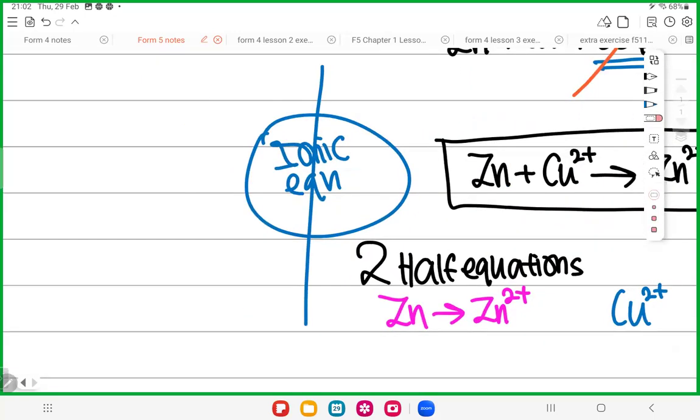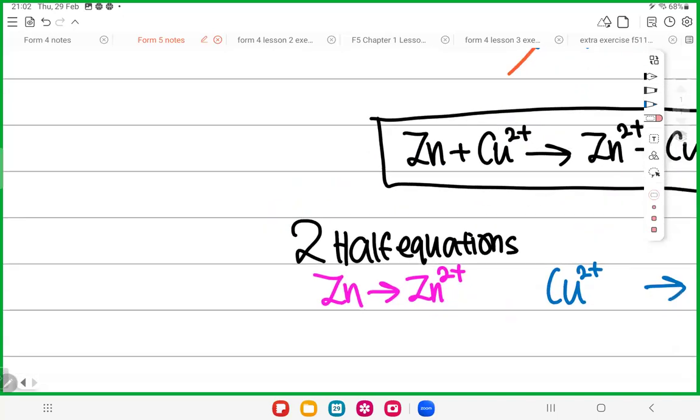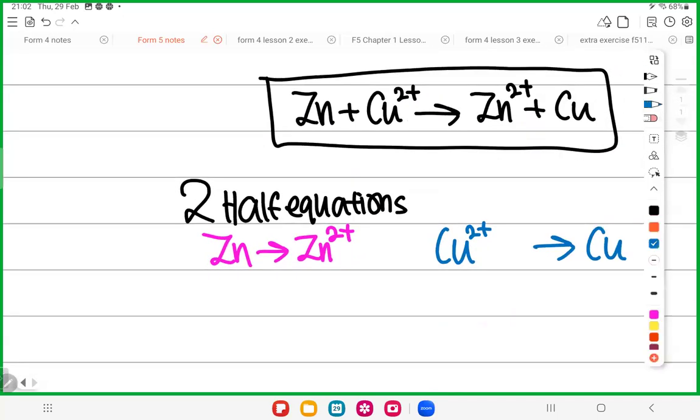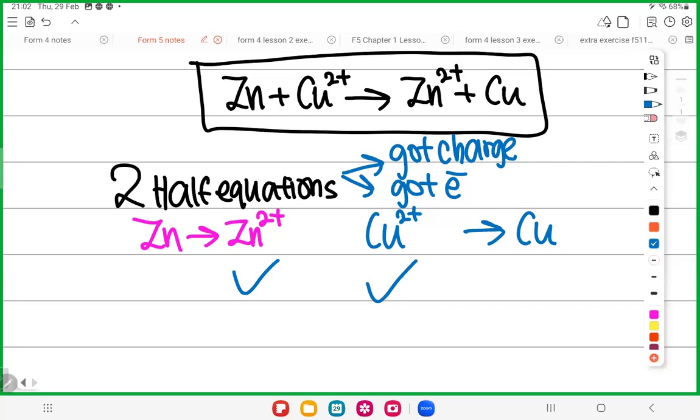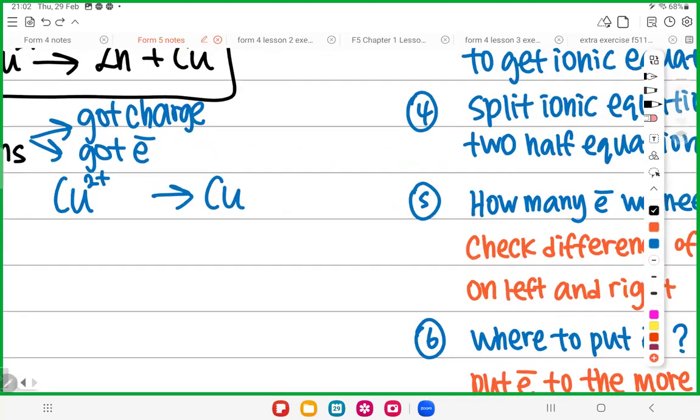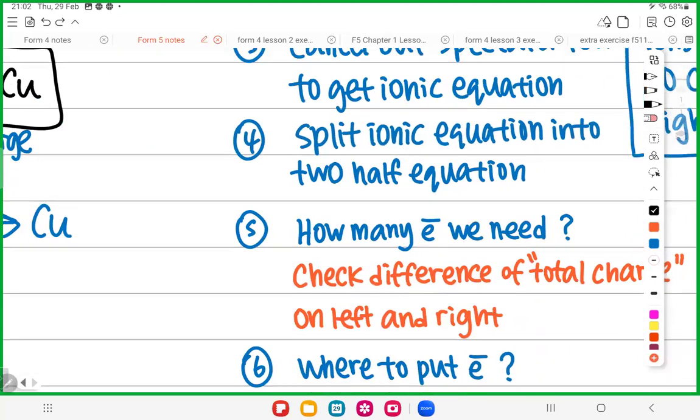All right. So now, are we done? No, because by right a half equation should have charge and also electron, isn't it? Half equation should have charge and electron. There is charge, but no electron yet. So that's why I want to teach you the most important thing now. All right. So now I'll teach you two things.